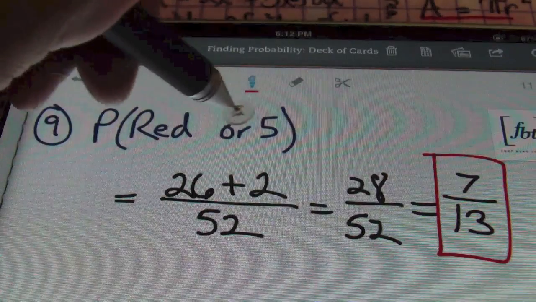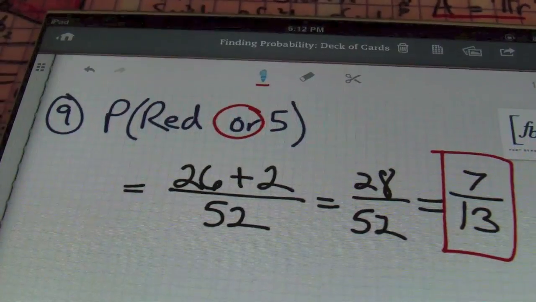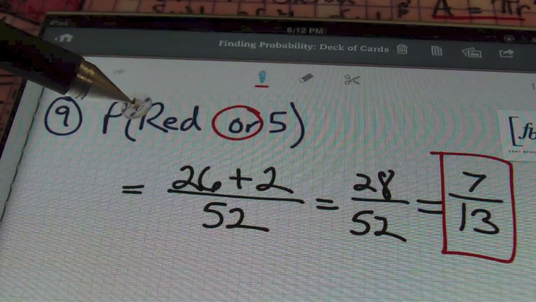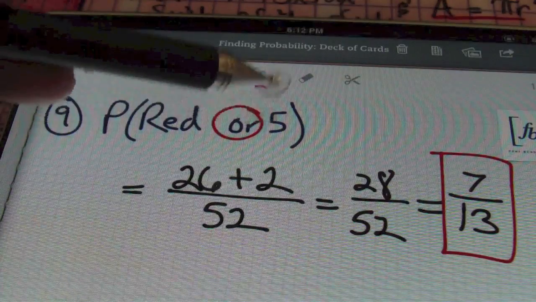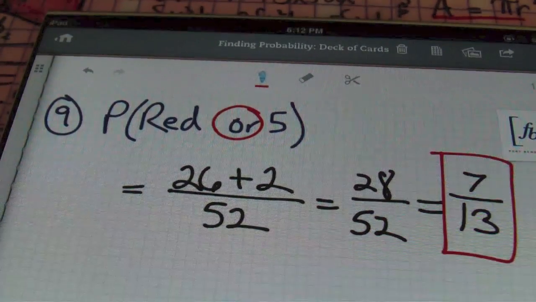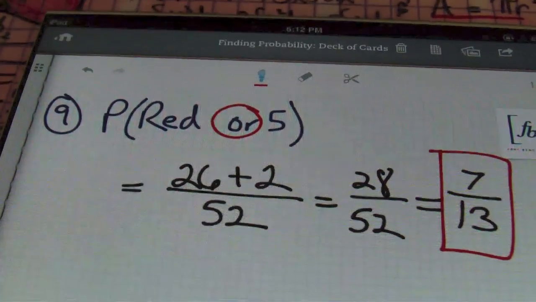Once again, the fact that we had the word "or" in our probability meant that we needed to add those two things together. So we had to combine the red cards plus the additional 5s that were left over once we took out those red cards. All right, so there you go. That's problem number 9, ladies and gentlemen.